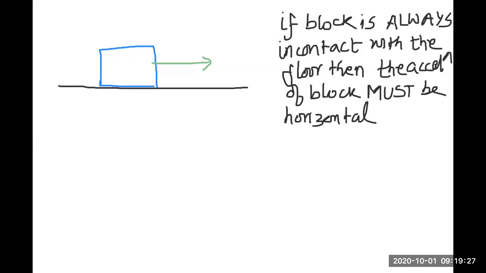So for this, what I do is I draw the normal reaction on the block. And this is the normal reaction which has been applied by the surface, by the floor on the block. And according to Newton's third law, the block will apply a normal reaction on the surface like this. These forces are equal in magnitude and opposite in direction, right?